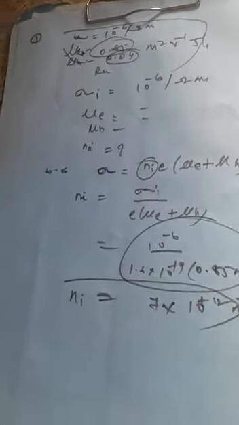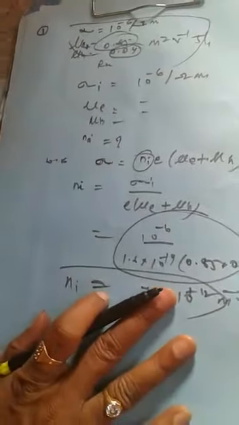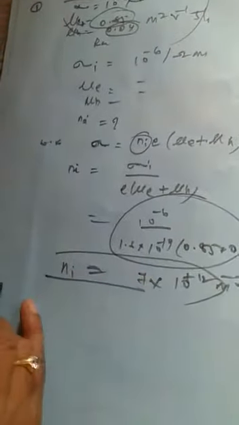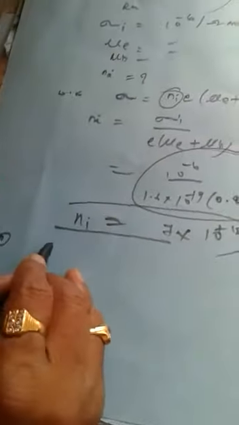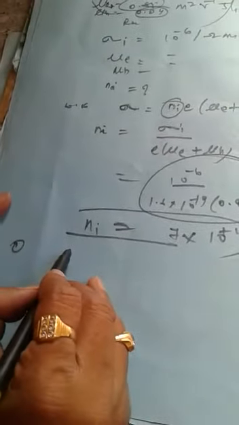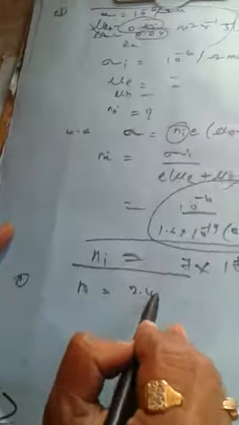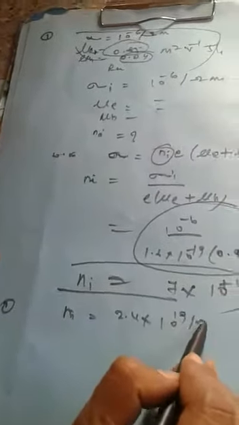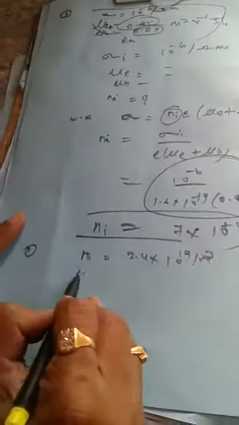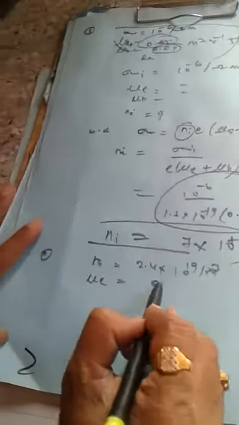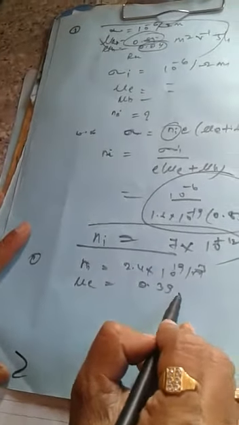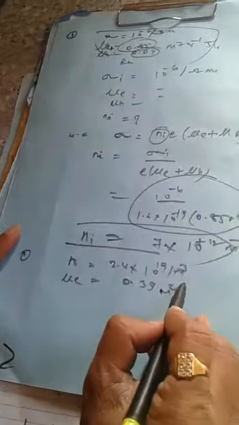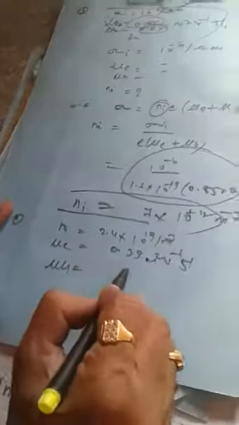Now, second, the following data are given. The carrier concentration is equal to 2.4 into 10 to the power of 19 per meter cubed, the mobility of electron is given as 0.039 meter square per volt per second, and the mobility of holes is given as 0.019, same unit.